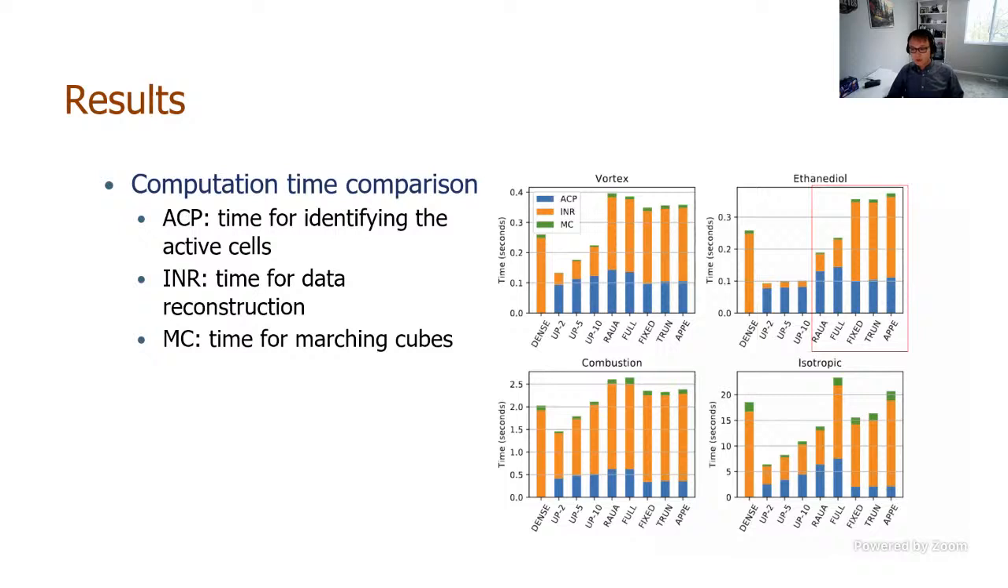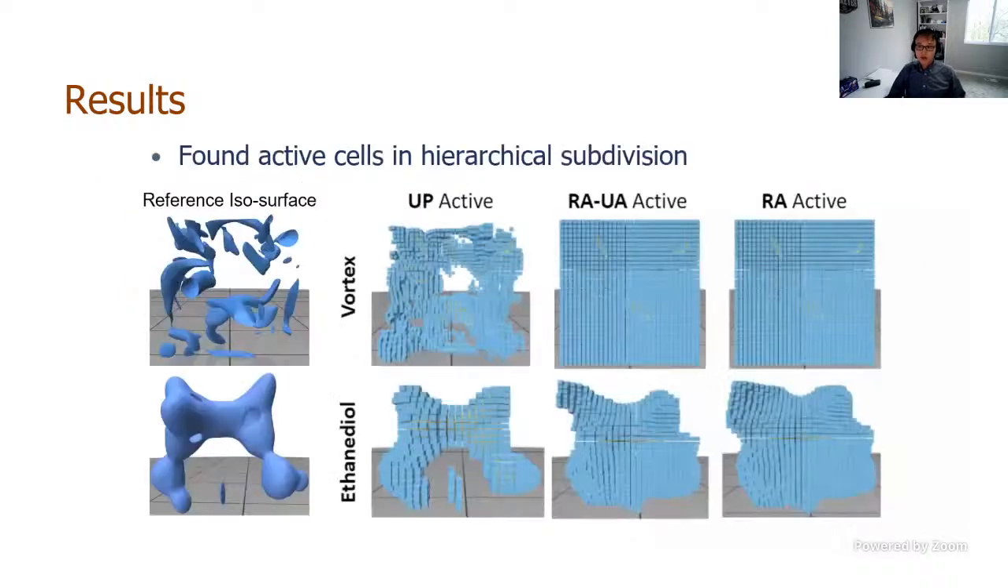The columns from full through append are the baseline methods from the 2022 SIGGRAPH paper. We can see our method is significantly more efficient than other approaches. We also show the hierarchical subdivision results in the paper. UP representing our method can identify active cells closely around the isosurfaces. Baseline methods like RA, UA, and RA tend to overestimate the active cells. This proves that our output range estimation is more accurate than the baseline methods.